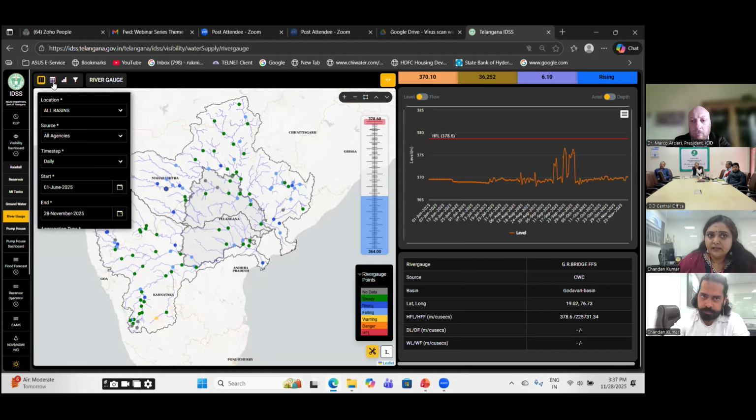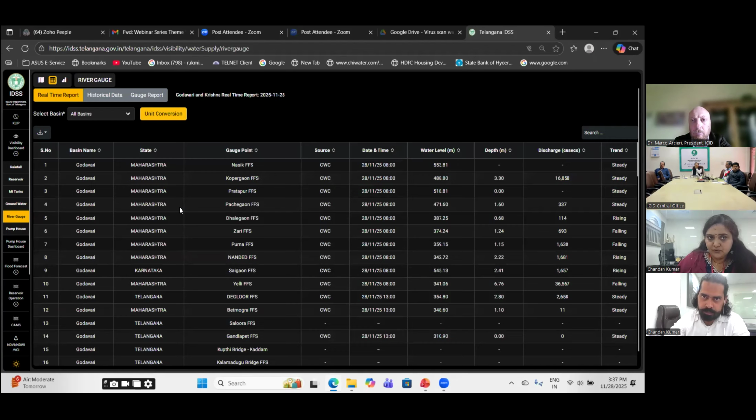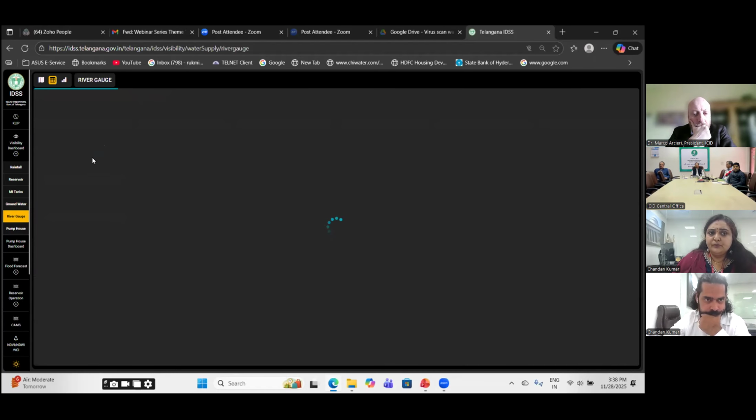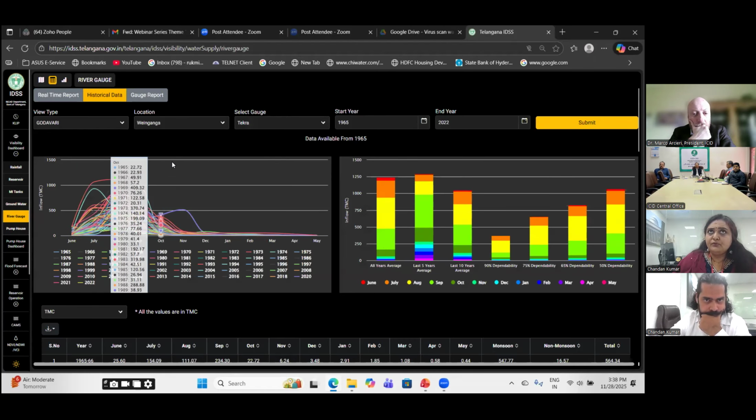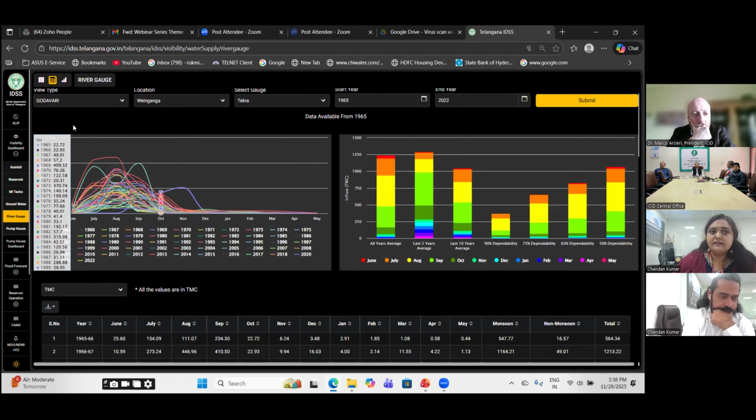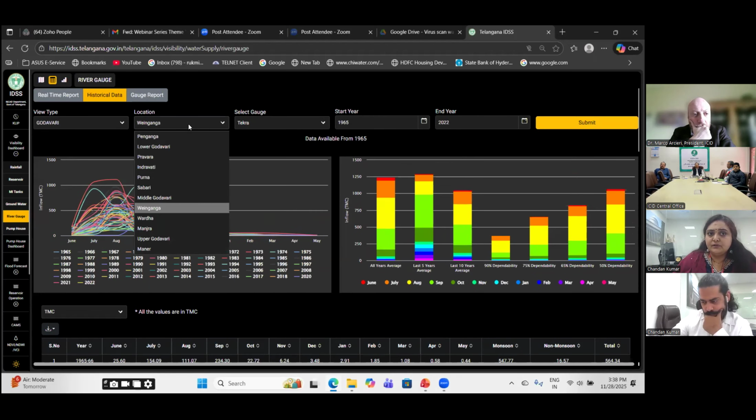There we also have this MIS view. You can go to the basin level, take a particular basin like the Godavari basin, and get the gauge points in the Godavari basin and the sources, the water levels, the depth, the discharges, whether this river gauge is steady, falling, or rising. The same thing is depicted here. Now, again, we have information like we have seen in Reservoir for the river gauges, and we have the locations of river gauges.